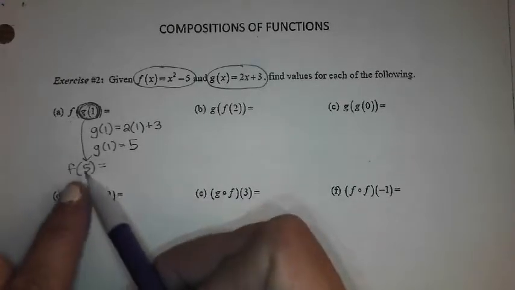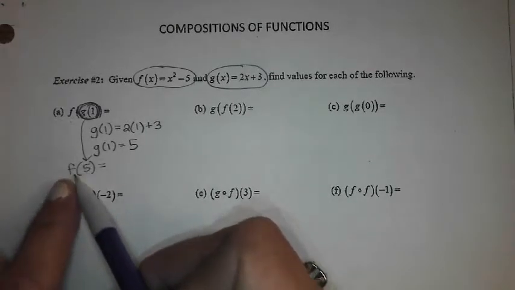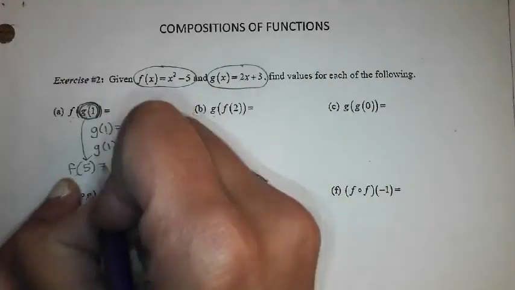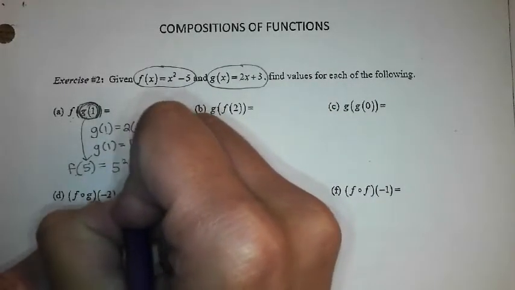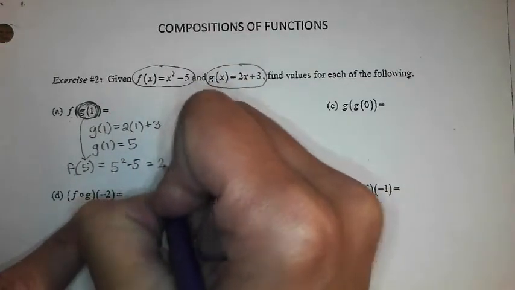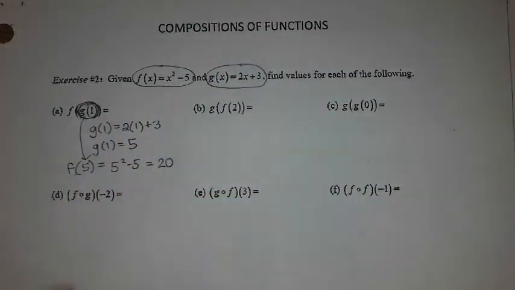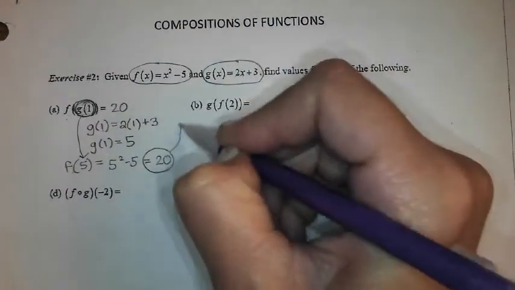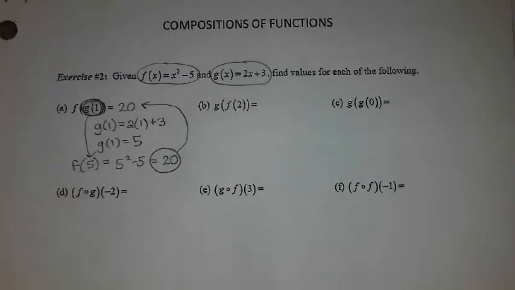And now I'm taking a 5 and plugging it into the f function. So that's going to be 5 squared minus 5, which is 25 minus 5, 20. So your answer there would be 20. Okay?